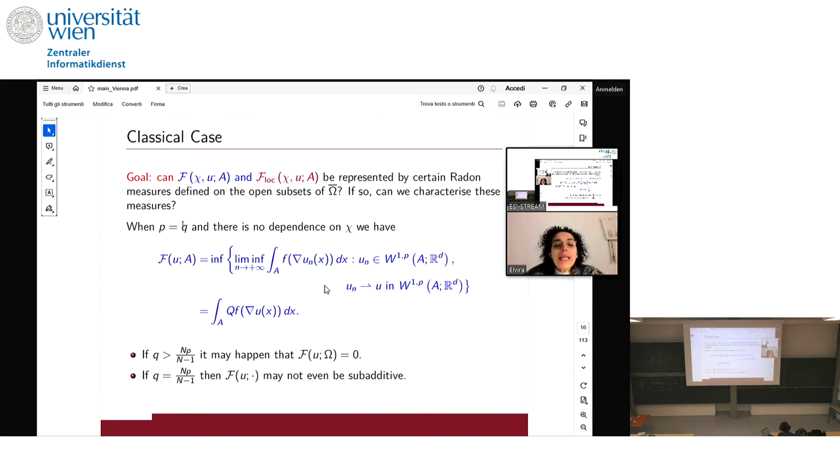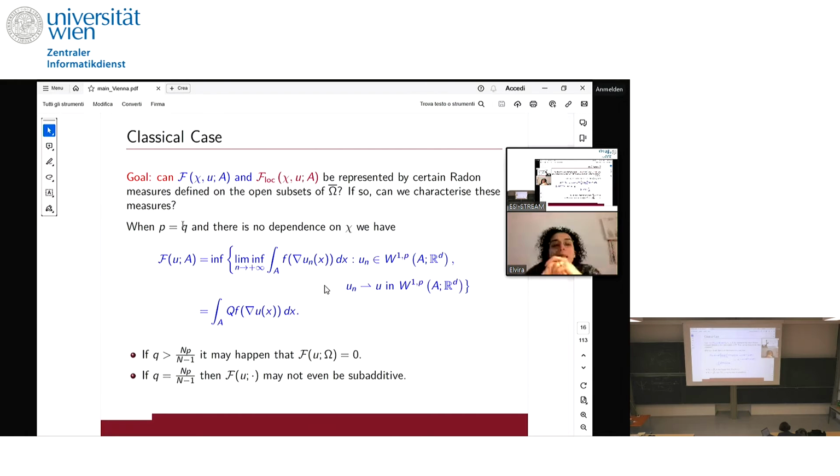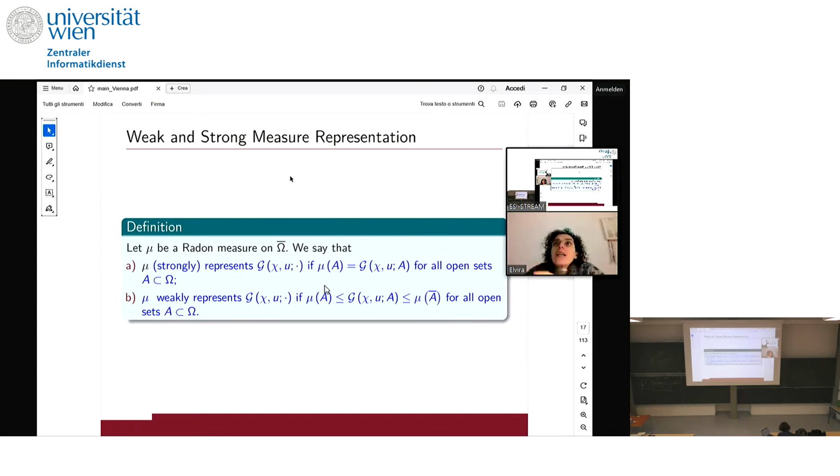So clearly, the idea is that when our F or F_loc before are really measures, what can we say about their representations? Essentially, the idea is that we want to give a kind of weak or strong representation, according to whether our fields are in W^{1,q} or W^{1,q}_loc.